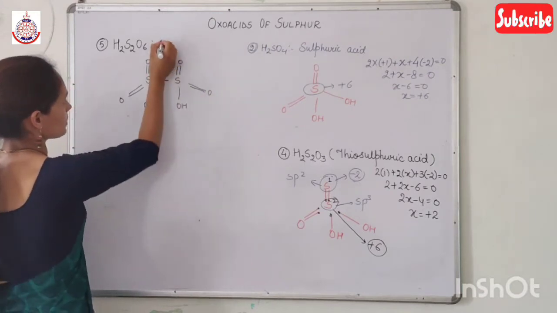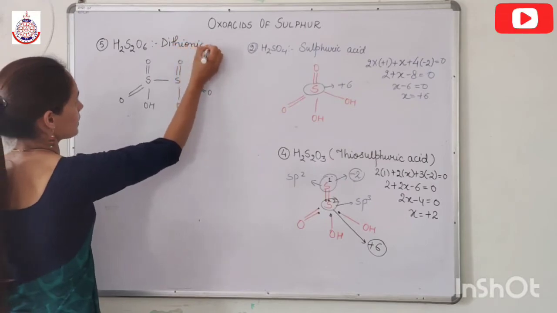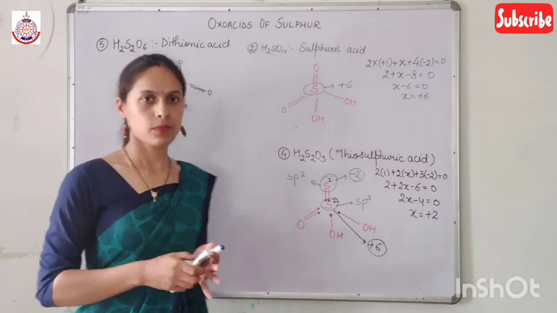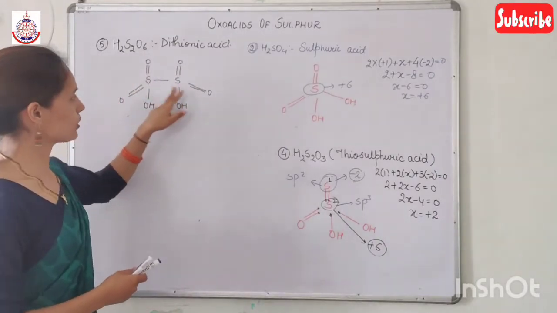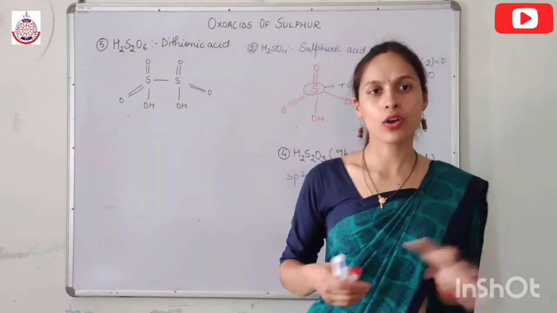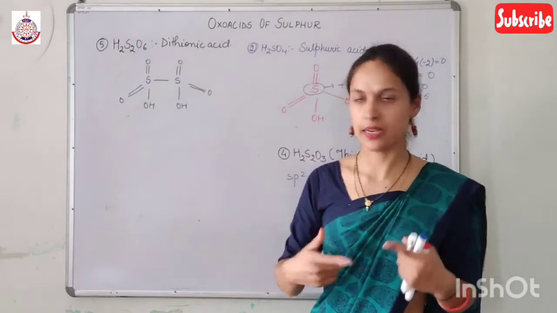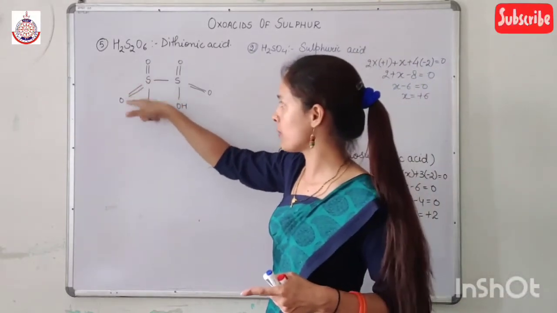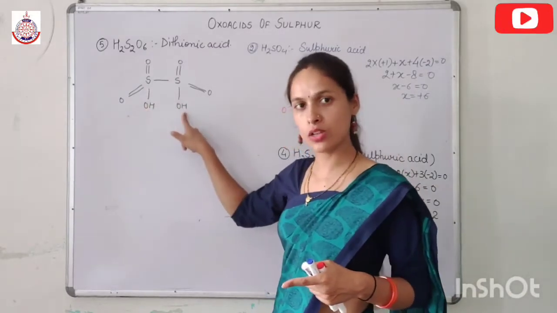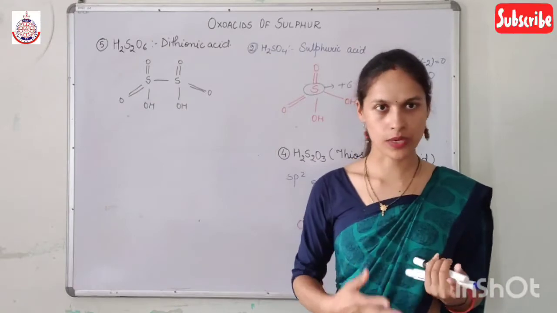And the name of this is dithionic acid. Now in this case, both the sulfur have the same electronegativity, because both the sulfur have the same environment: this one is surrounded by 2 double bonded oxygen and 1 OH, and this one is also. So for both the sulfur we will consider plus 1 plus 1.